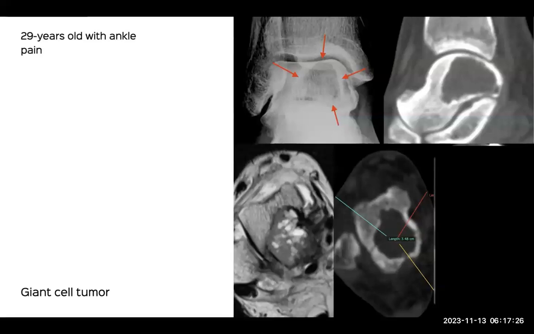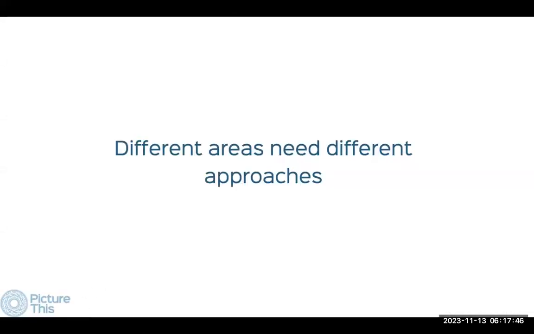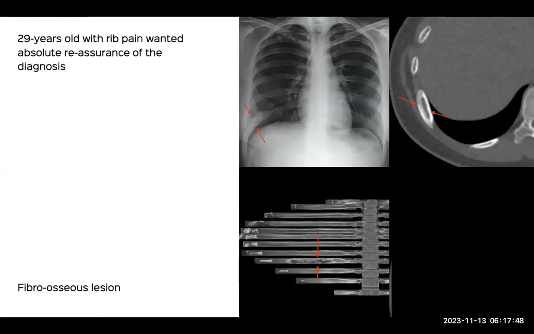So a few examples. This is a 29-year-old with ankle pain. These are the approaches. This patient has a giant cell tumor. It's T2 dark. There are a few fluid levels. And this is the line of expected surgical incision. And so that's how I did the biopsy. And you have to tailor the approach based on what is best for getting material.